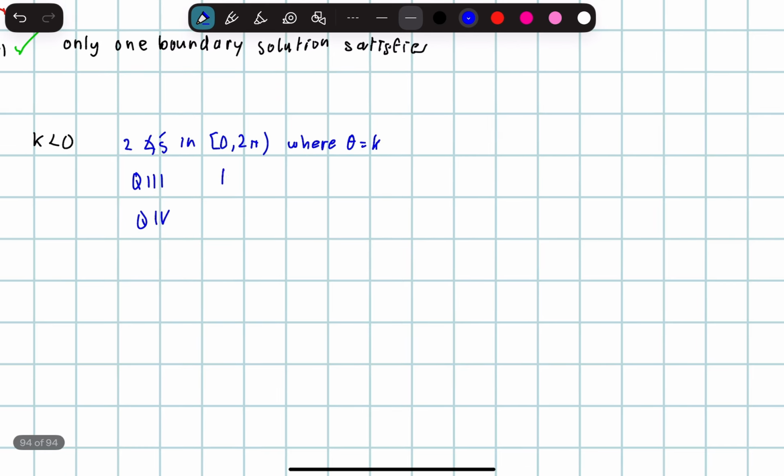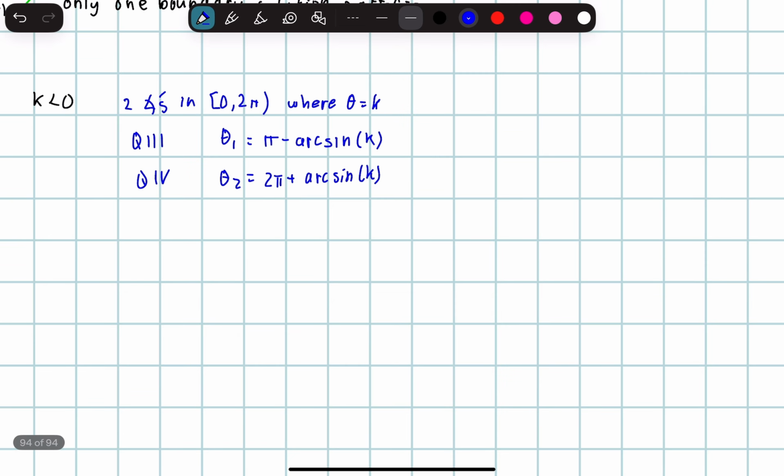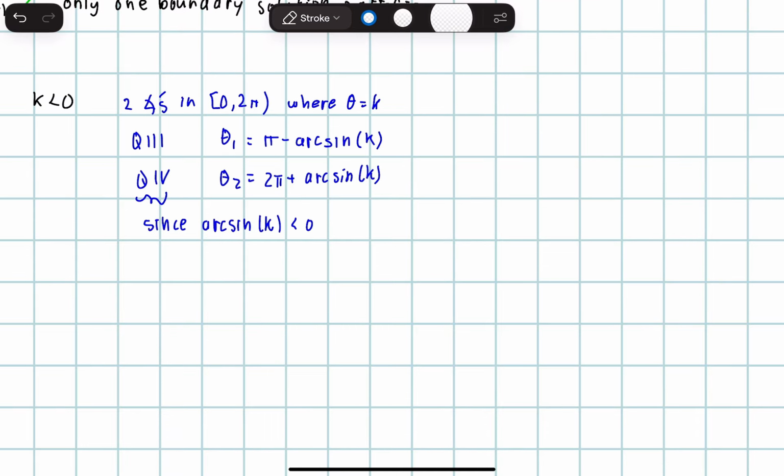So we can label those as theta 1 is equal to pi minus arc sine of k, and that's going to be for Q3. And then for theta 2, this is going to equal 2 pi plus arc sine of k. And then this is quadrant 4, since arc sine of k is going to be less than 0, and that's the exact form, no decimals.